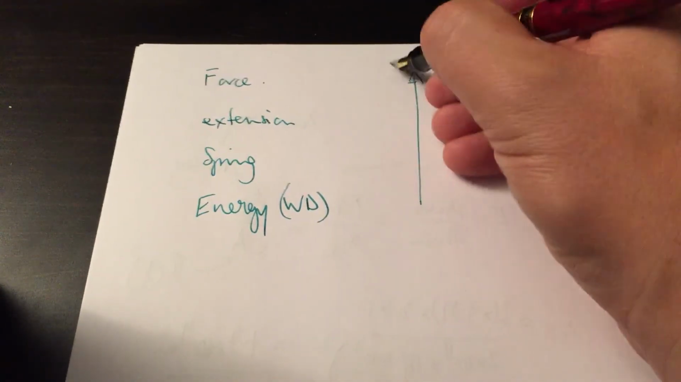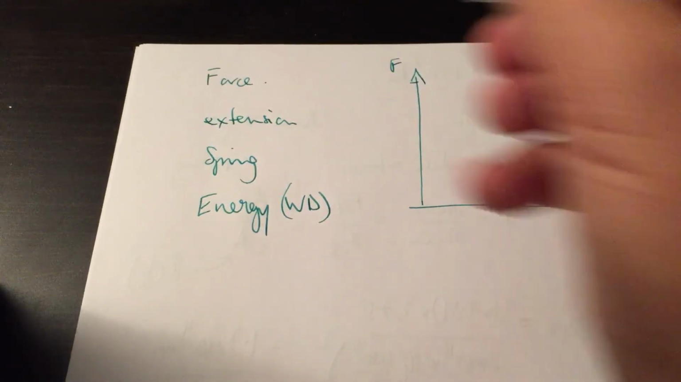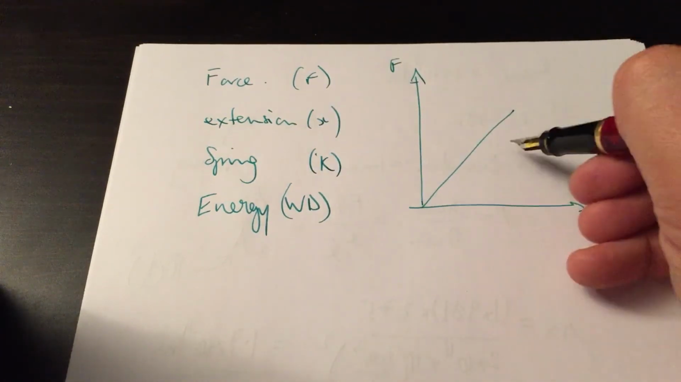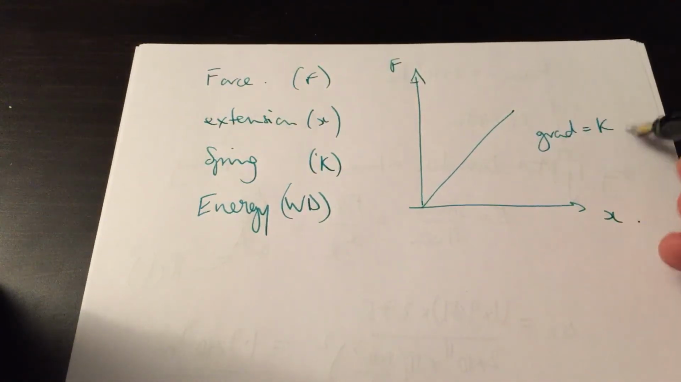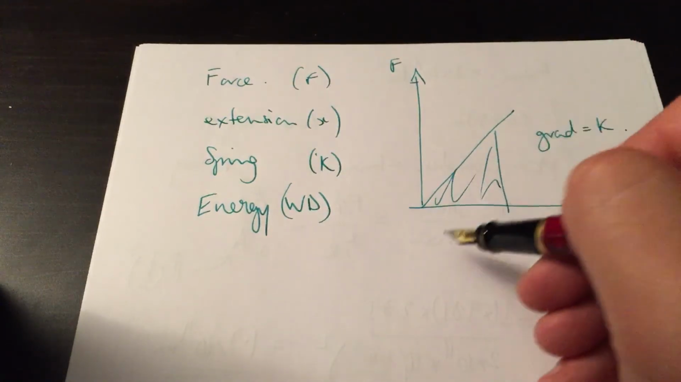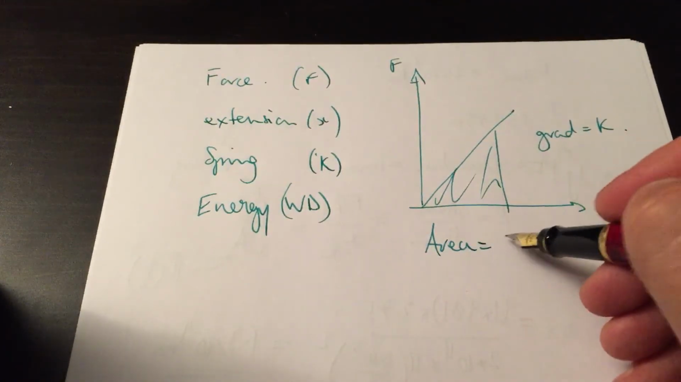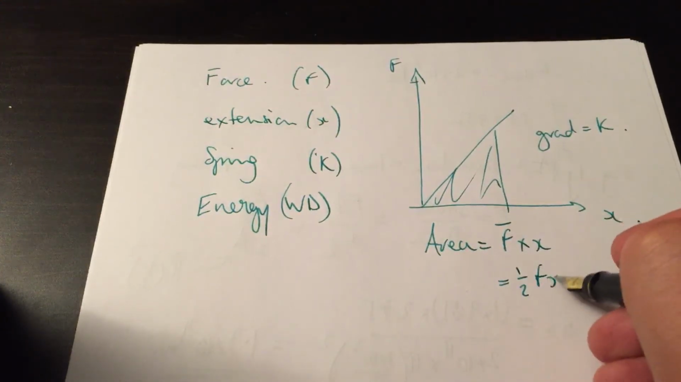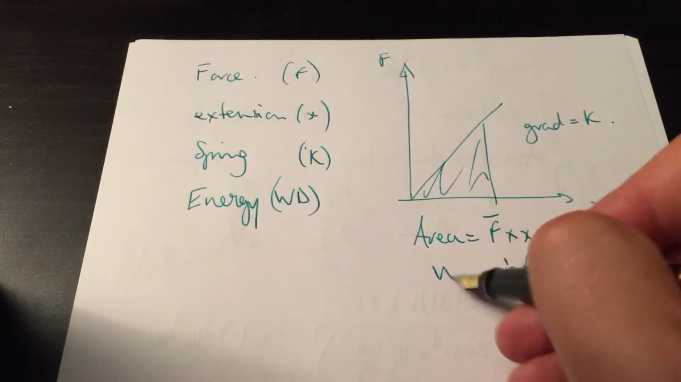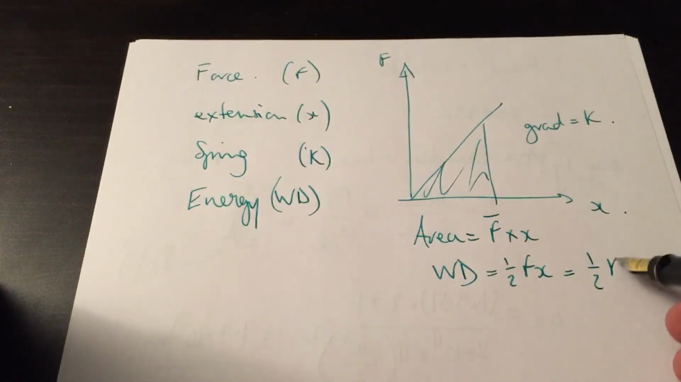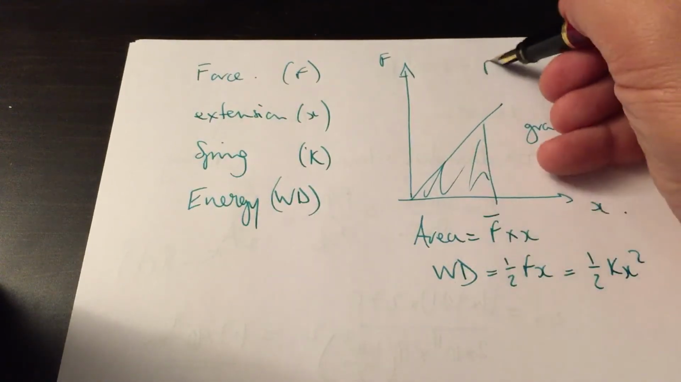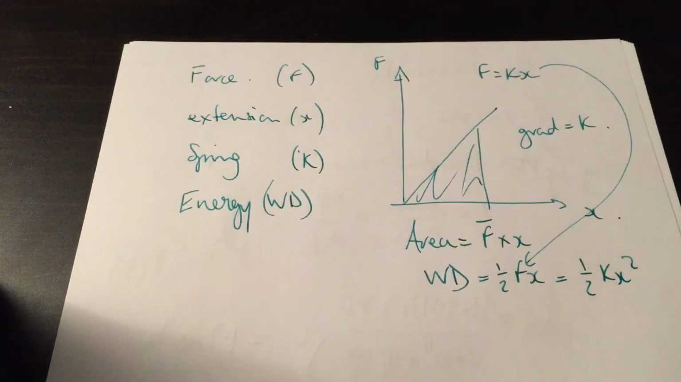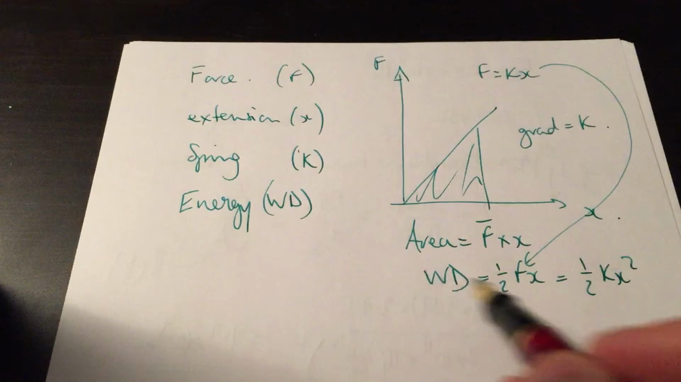Let's just remind ourselves: force, extension, spring constant K, the gradient is K, the area, which is in effect the force, the average force times the extension, which is a half Fx, actually gives us the work done, or a half kx squared if we substitute our expression F equals kx in for F. Okay, so our expression for energy is that.